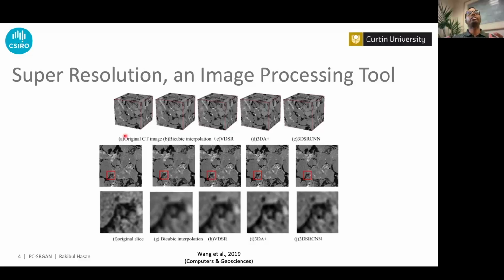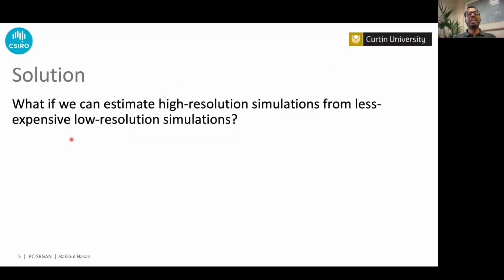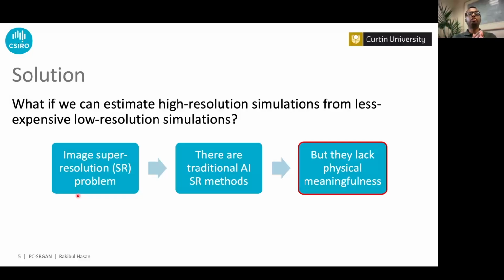We know super resolution is an image processing tool that increases the resolution of an image from low resolution to high resolution. What if we can estimate the high resolution simulation from the low resolution one? Because low resolution simulation takes less time and less computational power. So we model it as an image super resolution problem.